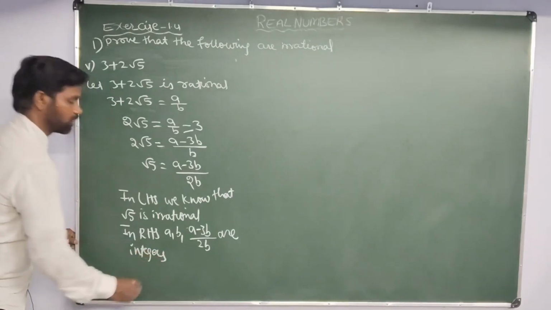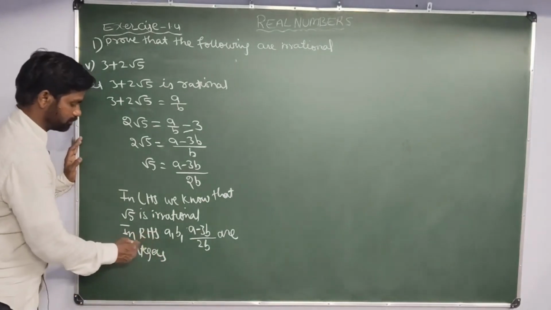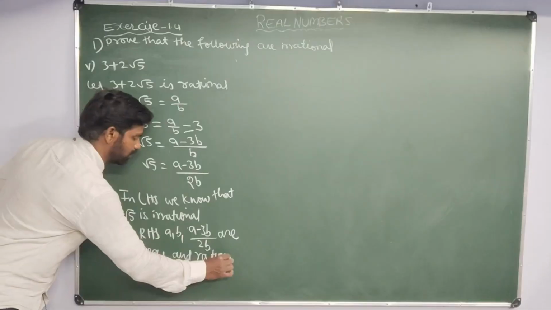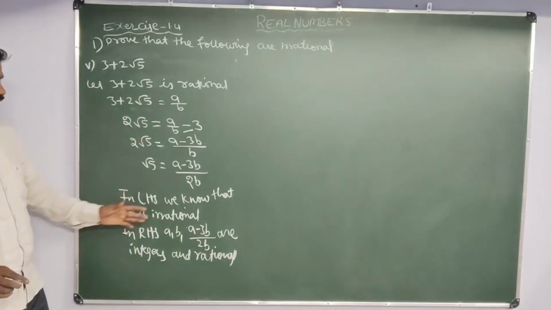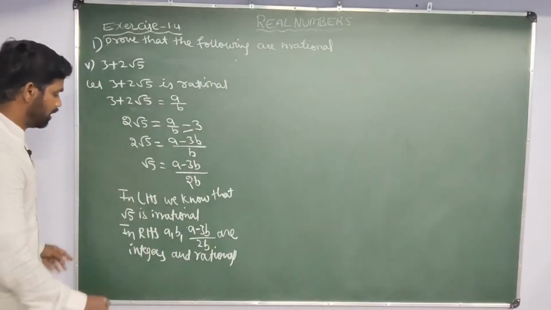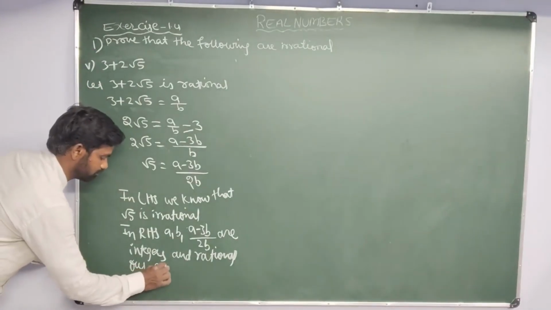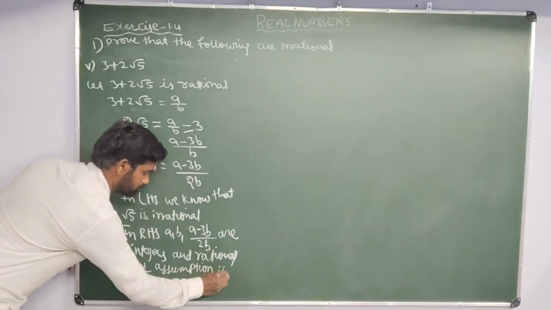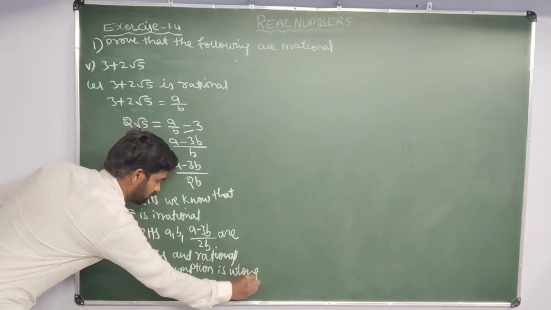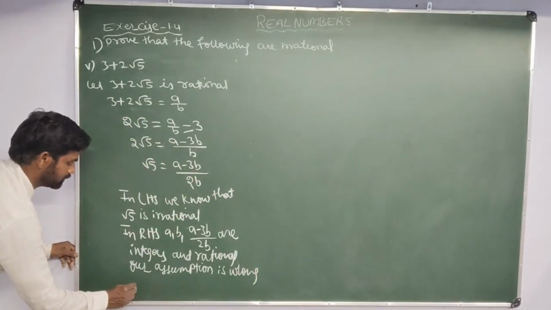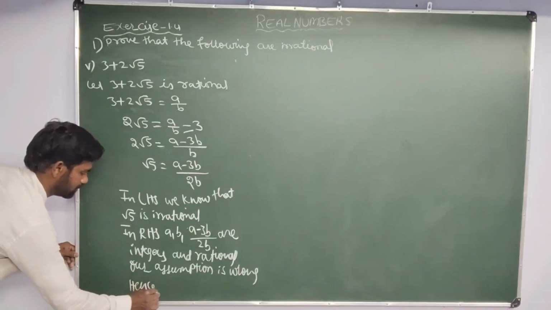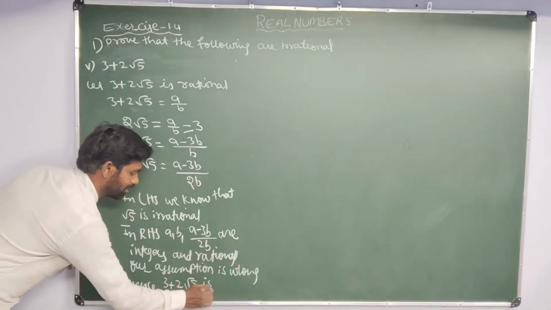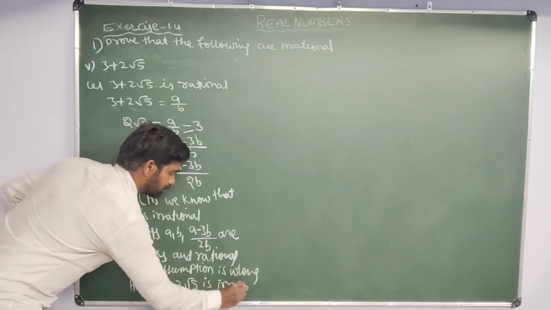If you forget to write, you won't get the marks. Integers and rational. Okay. LHS is irrational, RHS is rational. Our assumption is wrong. So if our assumption is wrong, the given question is correct. That is, hence 3 plus 2 root 5 is irrational. That is the correct one.